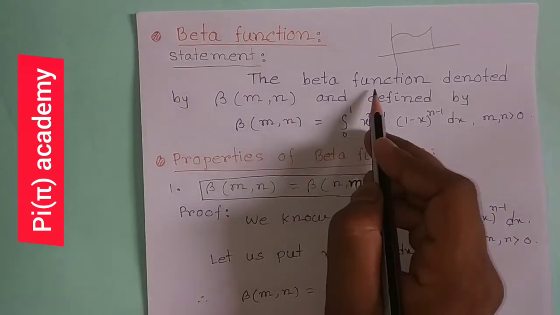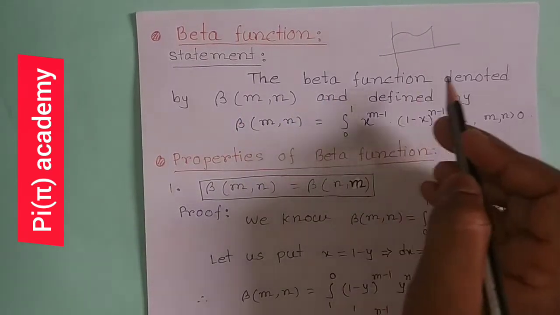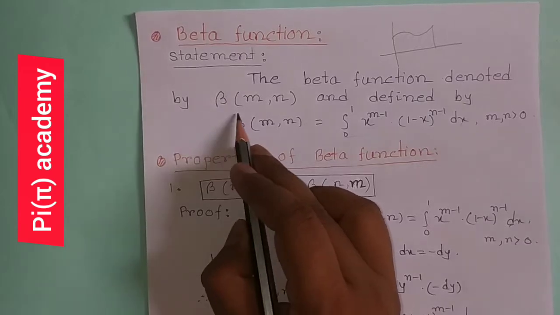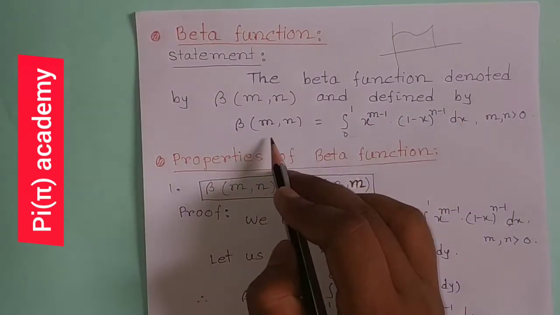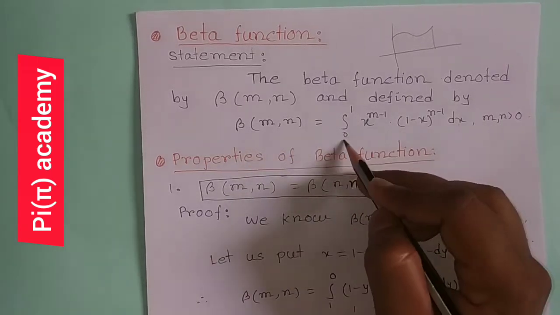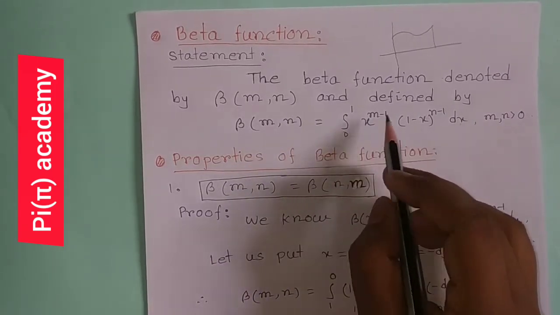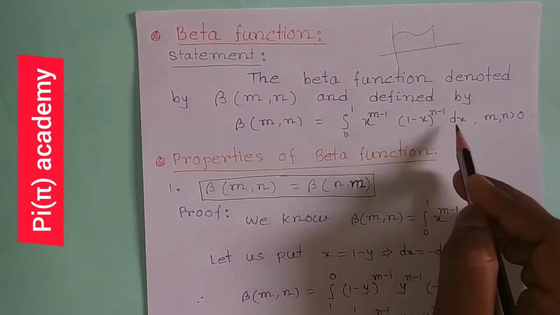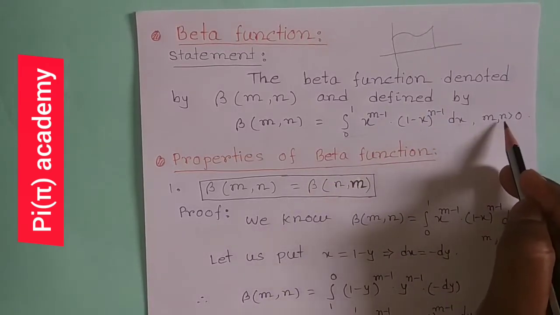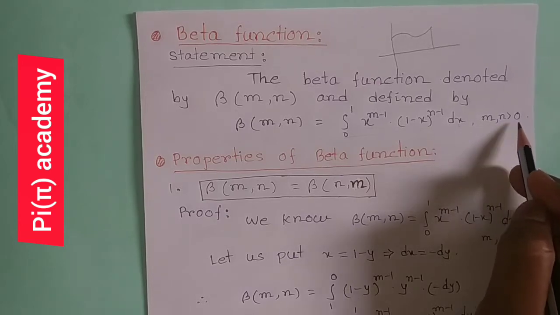The beta function, denoted by beta m comma n, is defined by beta m comma n equal to integral from 0 to 1 of x to the power m minus 1 into (1 minus x) whole to the power n minus 1 into dx, where m comma n greater than 0.